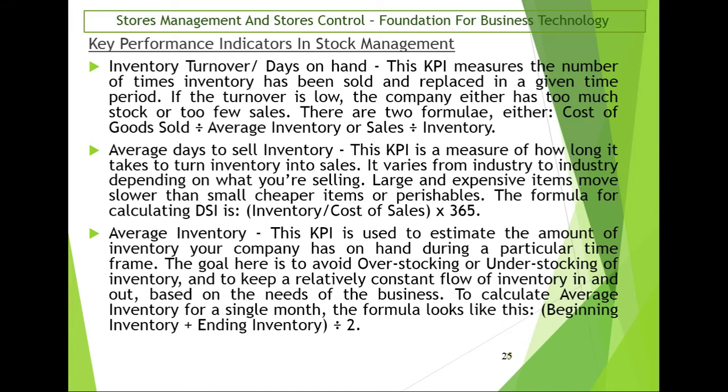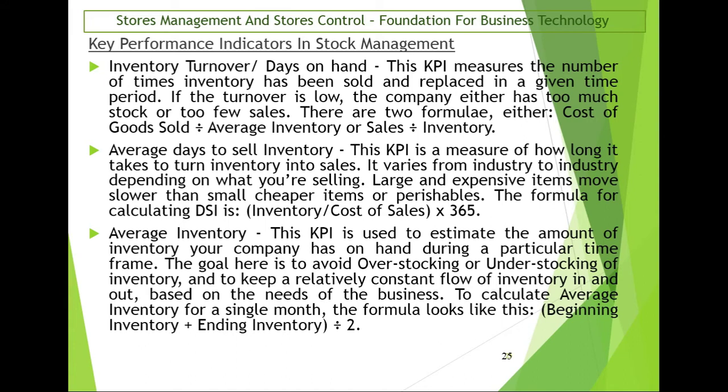That is why a person that is selling milk will sell more units than a person selling computers, and a person selling computers will sell more units than a person selling tractors, because the bigger the items, the slower they move. The formula for calculating average days to sell inventory would be the total inventory divided by cost of sales multiplied by 365.